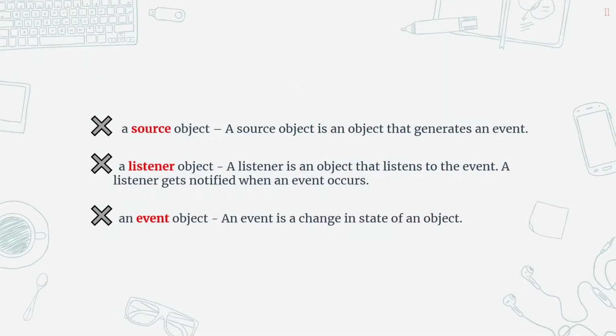So let's deal with these objects in event handling in a more detailed way. First comes the source object. The source object is an object that generates an event. Next comes the listener object. A listener is an object that listens to the event. A listener gets notified when an event occurs. Then finally comes the event object. An event is a change in state of an object.